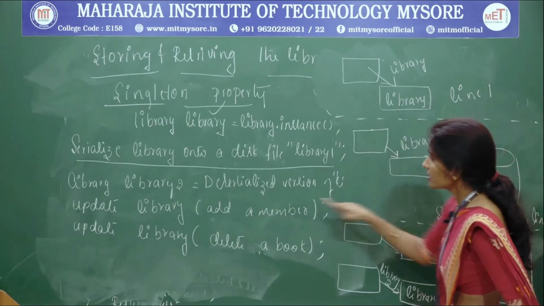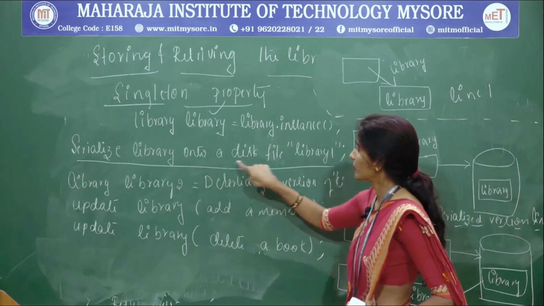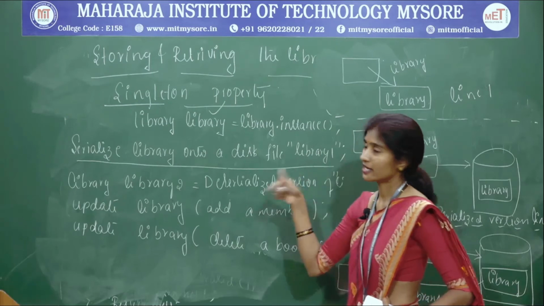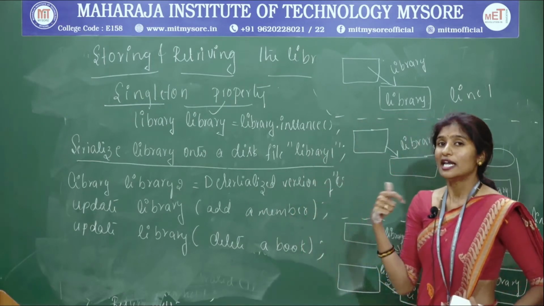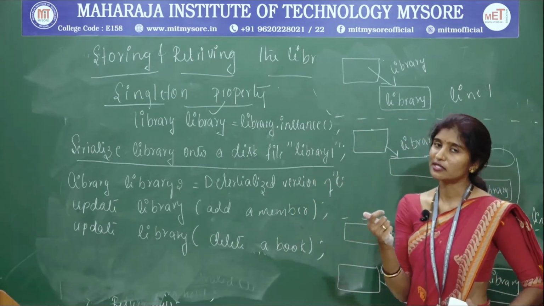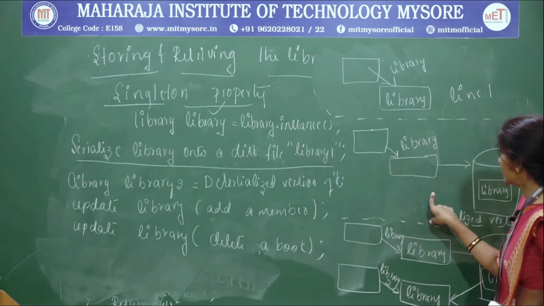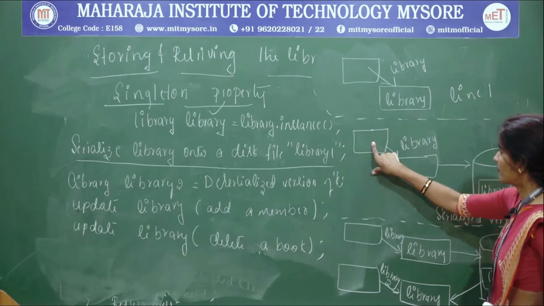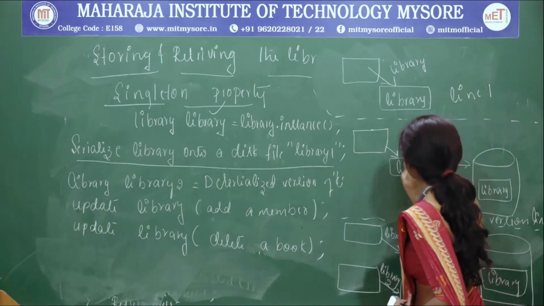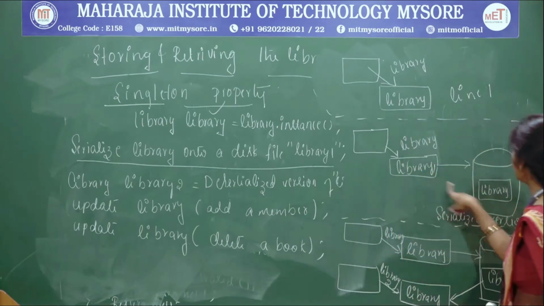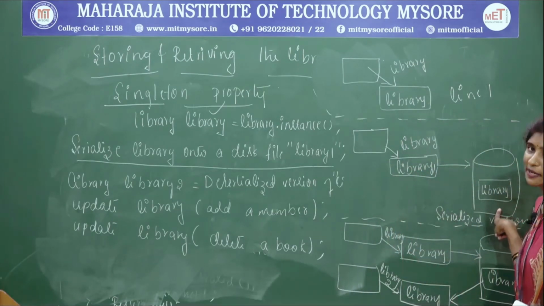In line 2, that is serialized library onto a disk file, library 1. So we are going to take that library and we are going to have a library 1 file stored as an object in a disk. Okay, so that has been represented here. So here it is going to have a library, and that will be maintained in a disk.